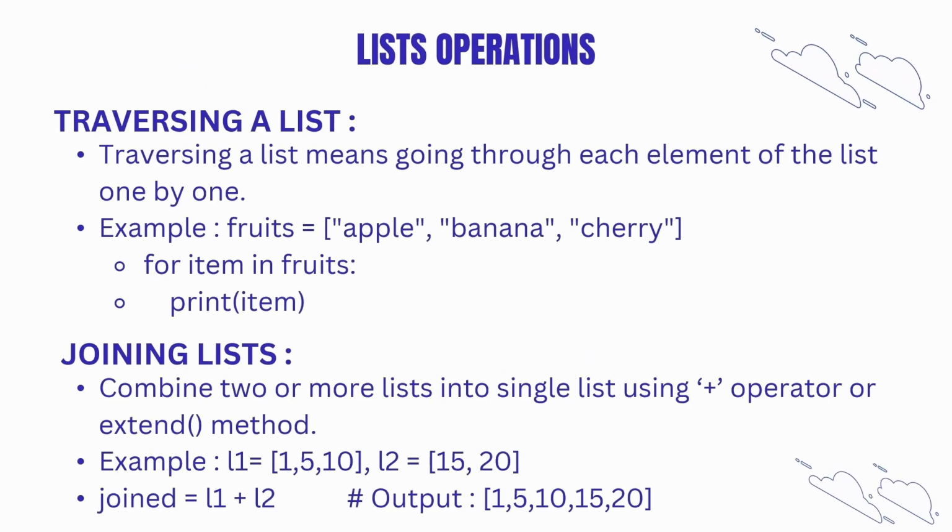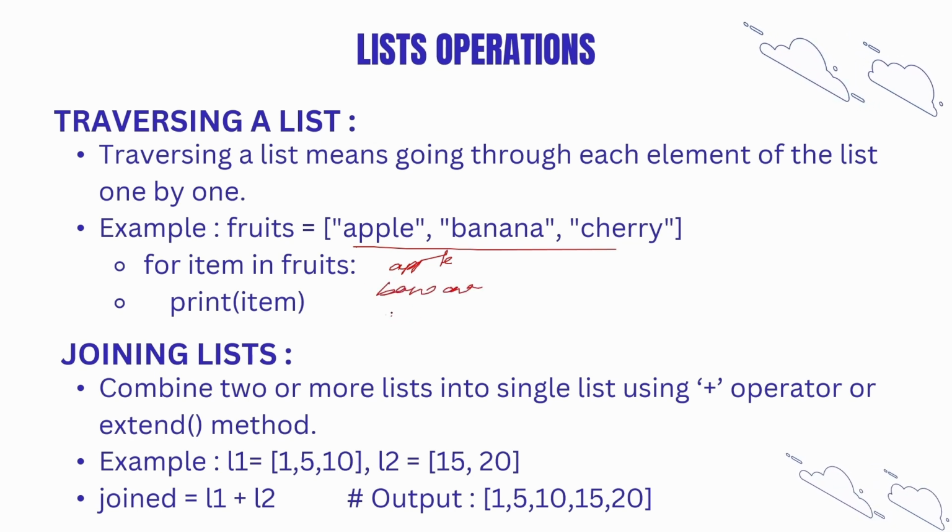Next is list operations. The first is traversing a list. Traversing a list means going through each element of the list one by one. So if we have a list apple, banana, cherry, so for item in fruits, print item. So it will traverse through this list. First our item would be apple, so it will print apple. Next our item would be banana, so it will print banana. And then our item would be cherry, so it will print cherry. Okay, so we'll traverse through each element and then we'll print items here.